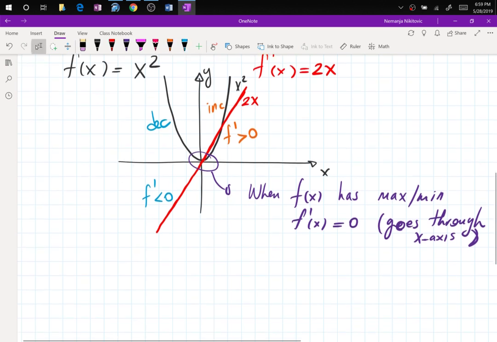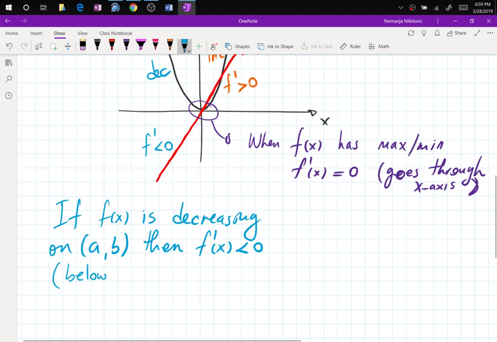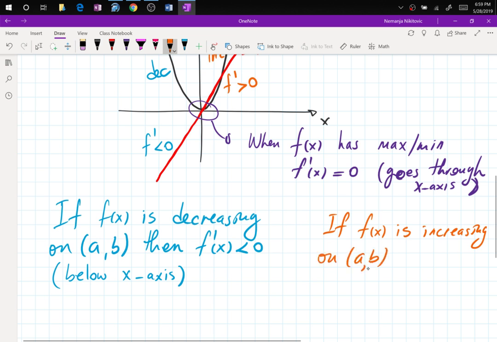So, if f of x is decreasing on some interval a to b, then the derivative f prime of x is less than 0, in parentheses, below the x-axis. Or, if f of x is increasing on some interval a to b, then f prime of x is larger than 0, which means above the x-axis.